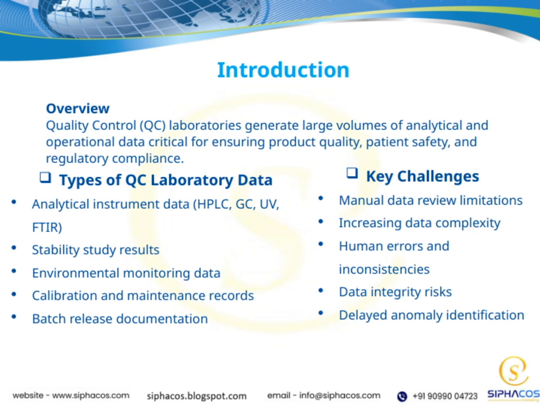Moving on, it's important to recognize the key challenges we face with this data. Manual review processes have limitations. They can be time-consuming and prone to errors. As data becomes more complex, managing and analyzing it effectively becomes increasingly difficult. Human errors and inconsistencies are common risks, which can compromise data integrity. This, in turn, can delay the identification of anomalies, potentially impacting product quality and compliance. Overall, understanding these data types and challenges is crucial as we explore how to improve our QC processes and ensure the highest standards of quality and safety.